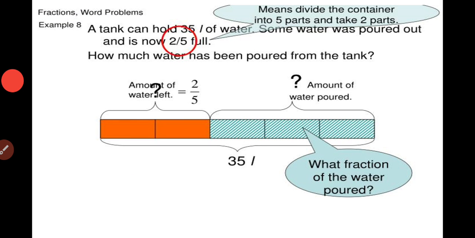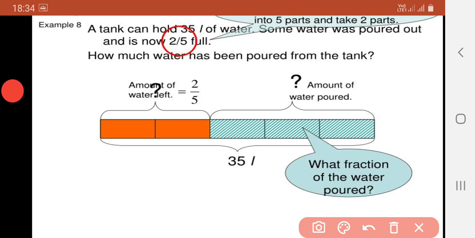Next question is, a tank can hold 35 liters of water. Some water was poured out and it is now 2/5 full. How much water has been poured from the tank? We know that here the total volume of water is 35 liter and the fraction given here is 2/5.